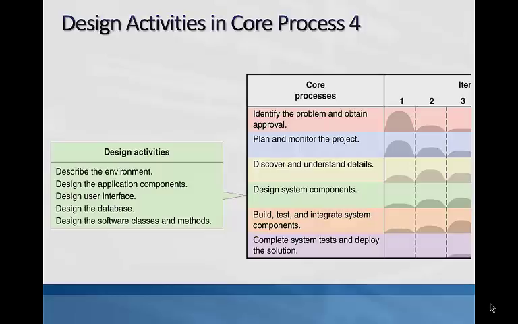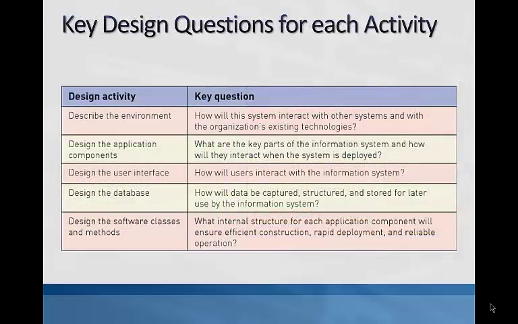One way to help us understand these activities is to consider each in terms of a basic question that needs to be answered. Describe the environment. The question might be, how will the system interact with other systems and with the existing technology configuration? Number 2, design the application components. This question might be, what are the key parts of the information system and how do they integrate and interact together in the final deployed system?